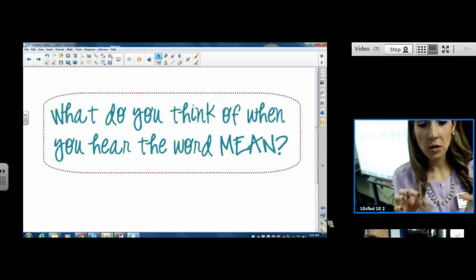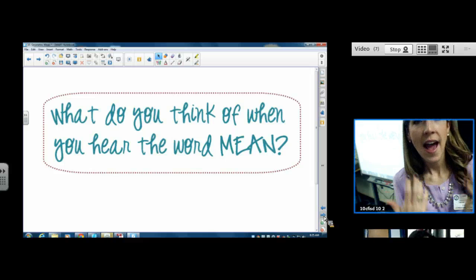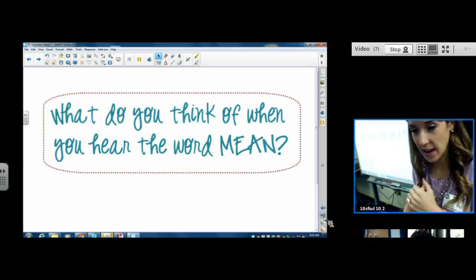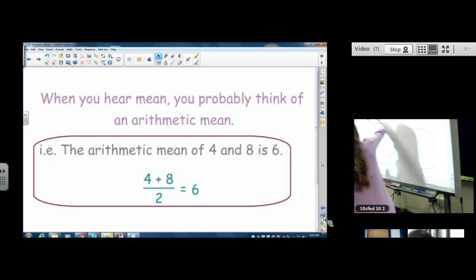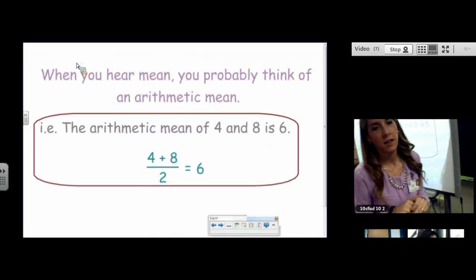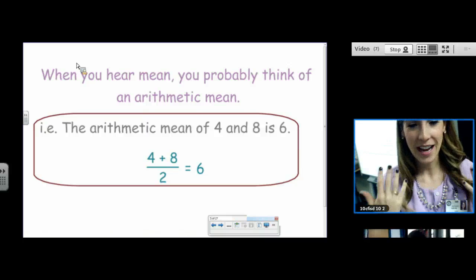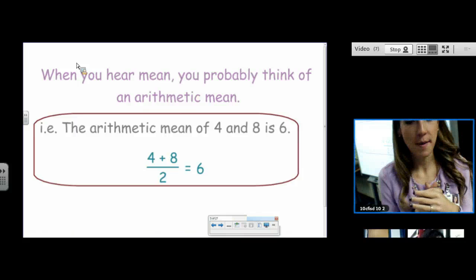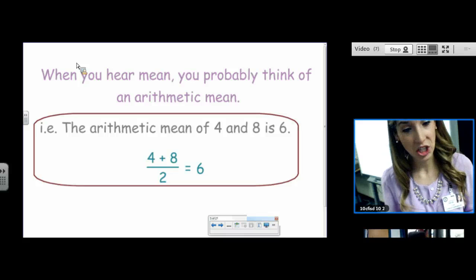So when you hear the word mean, you probably think average. You probably think add 2 numbers and divide by 2. Well, when you think mean, you're thinking of an arithmetic mean. But there are more means out there in this world. There's not just arithmetic means that you learn in algebra. There's also a geometric mean. So the arithmetic mean is when you add 2 numbers and divide by 2.